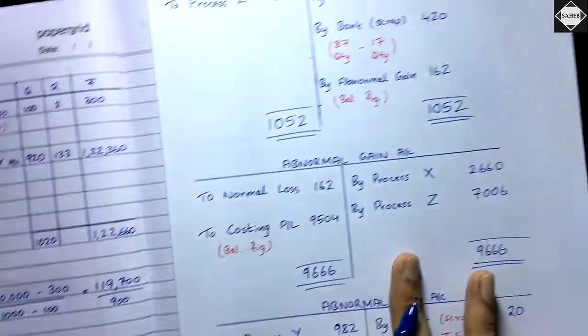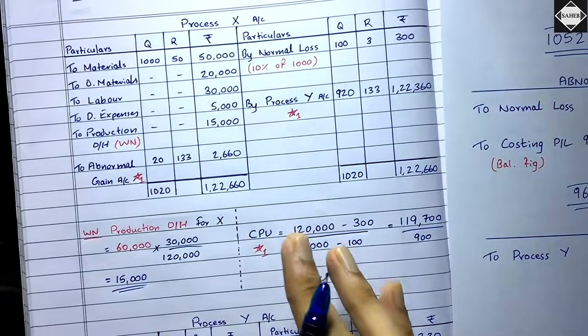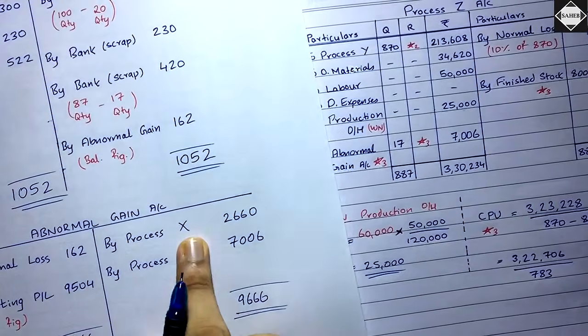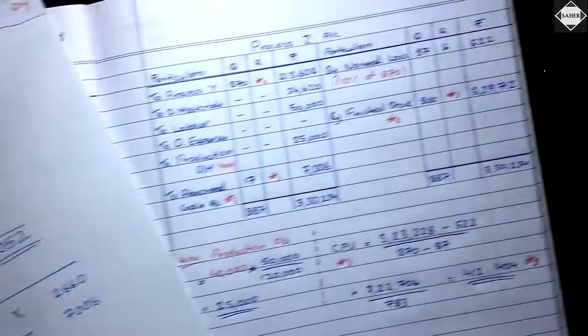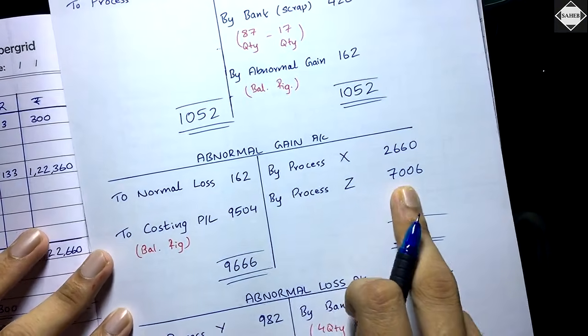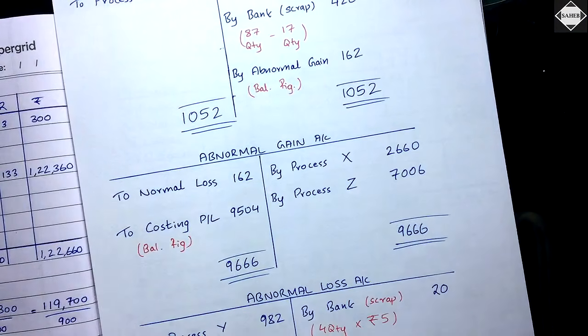Then cross posting from the process account. In process X, we had abnormal gain. See here, abnormal gain of how much? 2660. So take that from process X, 2660 cross posting. And then in process Z also we had abnormal gain here, 7006. So 7006 you have to take from process Z. Simple. You took the cross posting from the normal loss as well as from the process account.